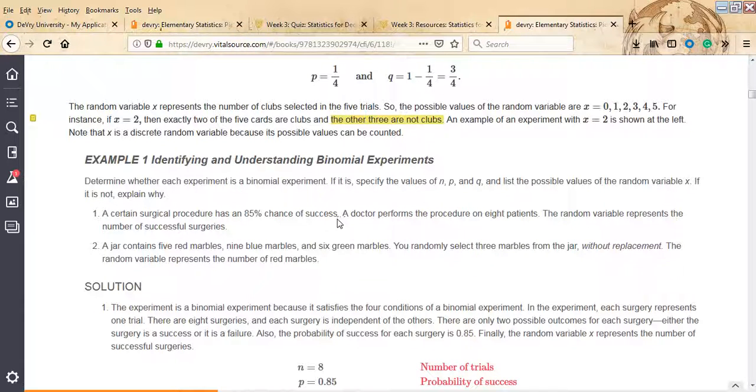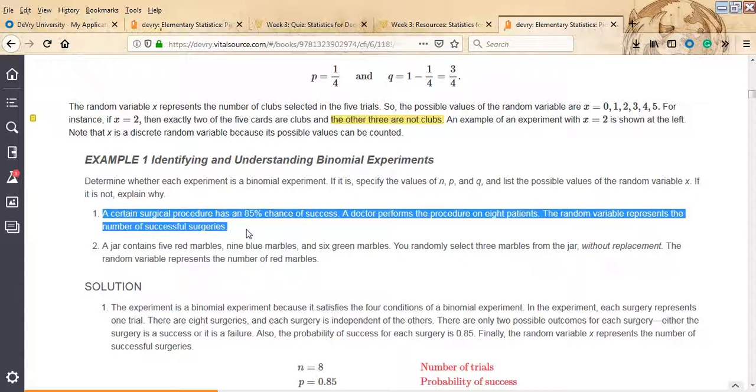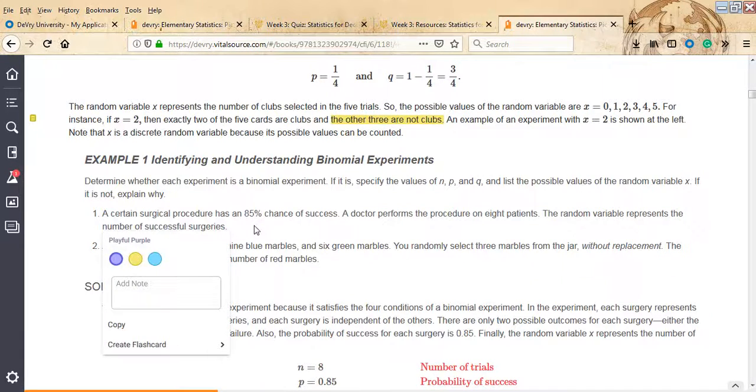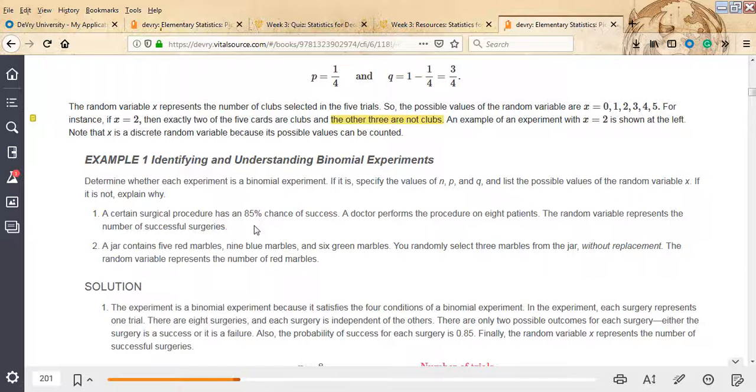Okay, so this is a different problem, and this is where I was talking about it. Up here, this is a classical experiment or a classical probability problem, and now they're jumping into a problem where it's an empirical probability, because it might be confusing to you when you say a certain surgical procedure has an 85% chance of success.